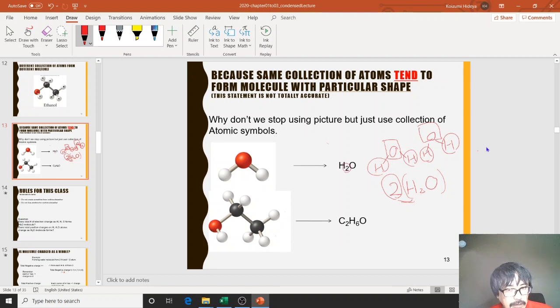That 2 right here means that each molecule has 2 hydrogens. For example, like this one, each ethanol molecule contains 6 hydrogens, 2 carbons, and 1 oxygen. If I have 5 molecules of C2H6O, how many carbon atoms do I have? It's a total of 10, right?